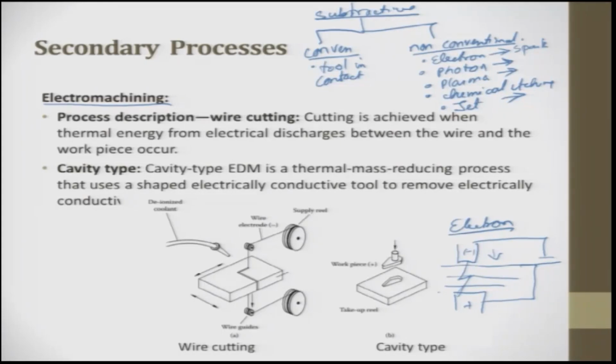When it tries to hit the workpiece, so this is your workpiece, this is your tool. So, now what happens? There is going to be a melt vaporization phenomenon and material is going to be removed.